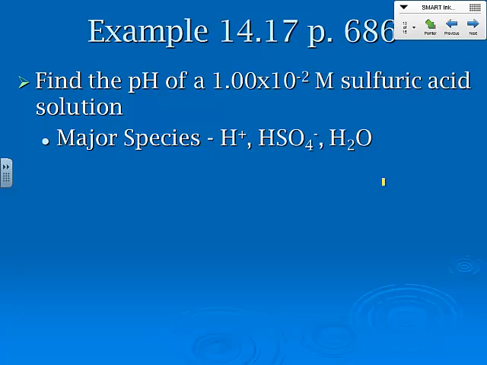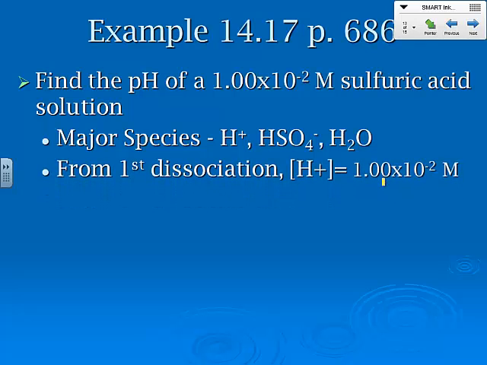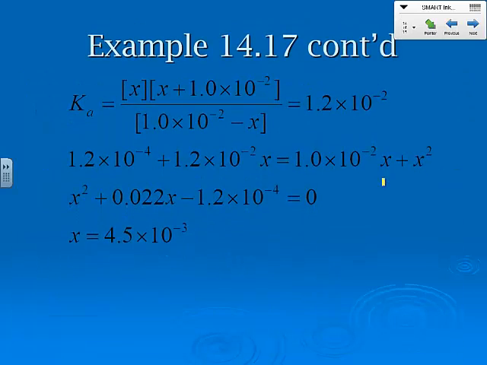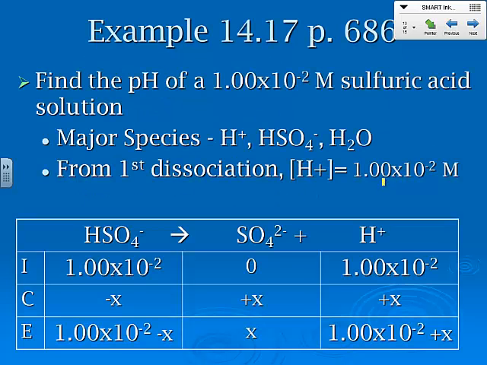All right, so now let's look at a situation where you have to find the pH value of a polyprotic mixture. The way this is going to work: if I have a 1.0 times 10 to the negative second molar sulfuric acid solution, the first thing you've got to figure out is, we've got to go back to the major species. What's floating around, what's going to influence my pH value? My major species are going to be hydrogen ion, hydrogen sulfate ion, and water.